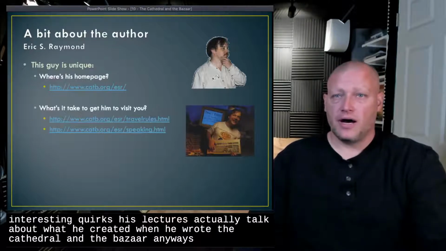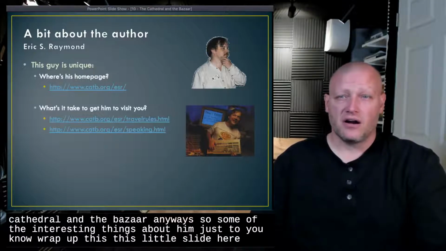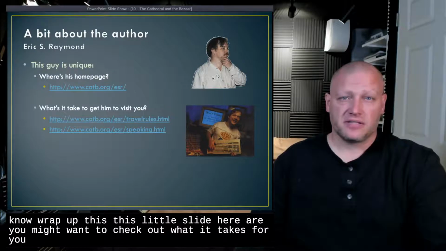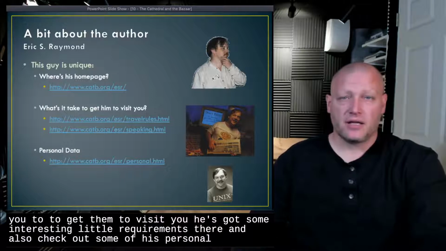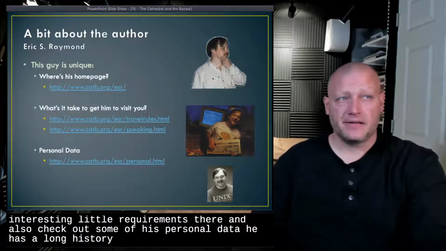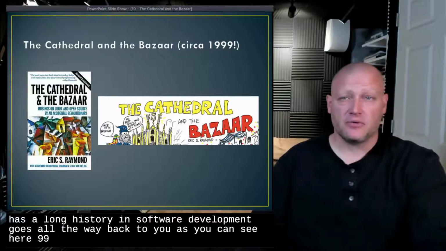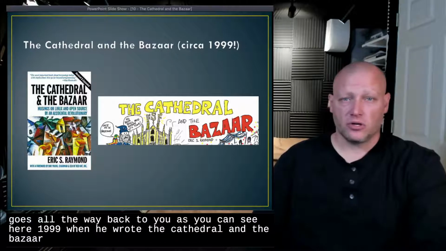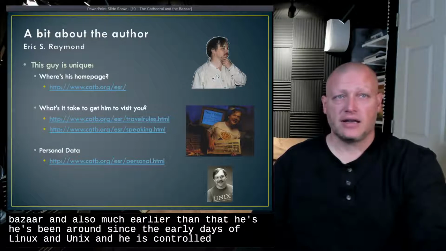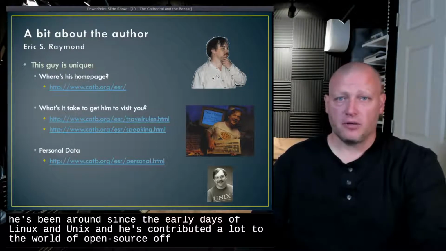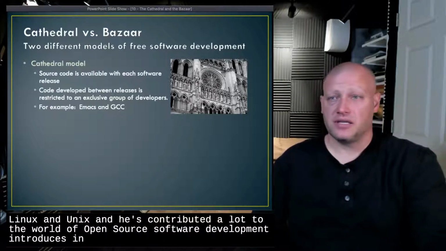All right. So some of the interesting things about him, just to wrap up this little slide here, are you might want to check out what it takes for you to get him to visit you. He's got some interesting little requirements there, and also check out some of his personal data. He has a long history in software development. It goes all the way back to, as you can see here, 1999 when he wrote the Cathedral and the Bazaar, and also much earlier than that. He's been around since the early days of Linux and Unix, and he's contributed a lot to the world of open source software development.